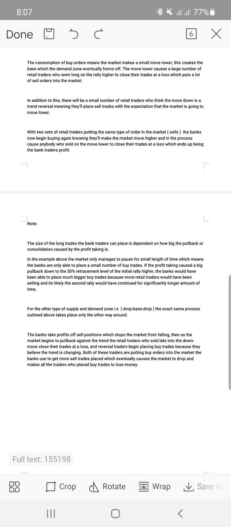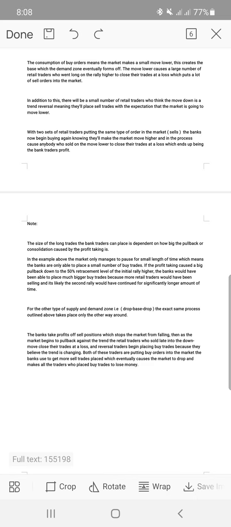Now, say in the example above, the market only manages to pause or consolidate for a small length of time, which means that the banks are only able to place a small number of buy trades. If the profit taking caused a big pullback down to the 50% retracement level of the initial rally higher, the banks would have been able to place much bigger buy trades because more retail traders would have been selling, and it's likely the second rally could have continued for a significantly longer amount of time.